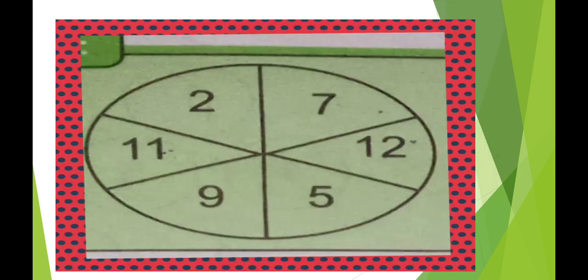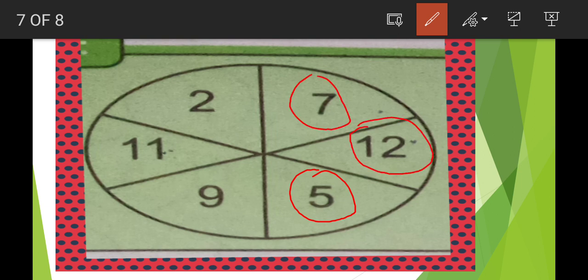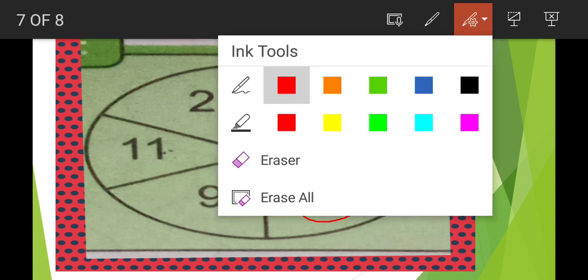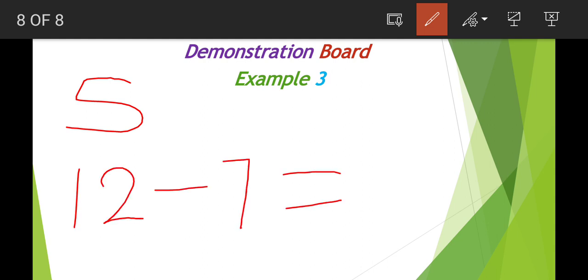And lastly, assuming 5 was not given to us, how do we get our 5? We easily say 12 minus 7 is equal to 5. Let's move to our demonstration board. Assuming 5 was not given to us, what do we simply do? We simply say 12 minus 7 is equal to 5.